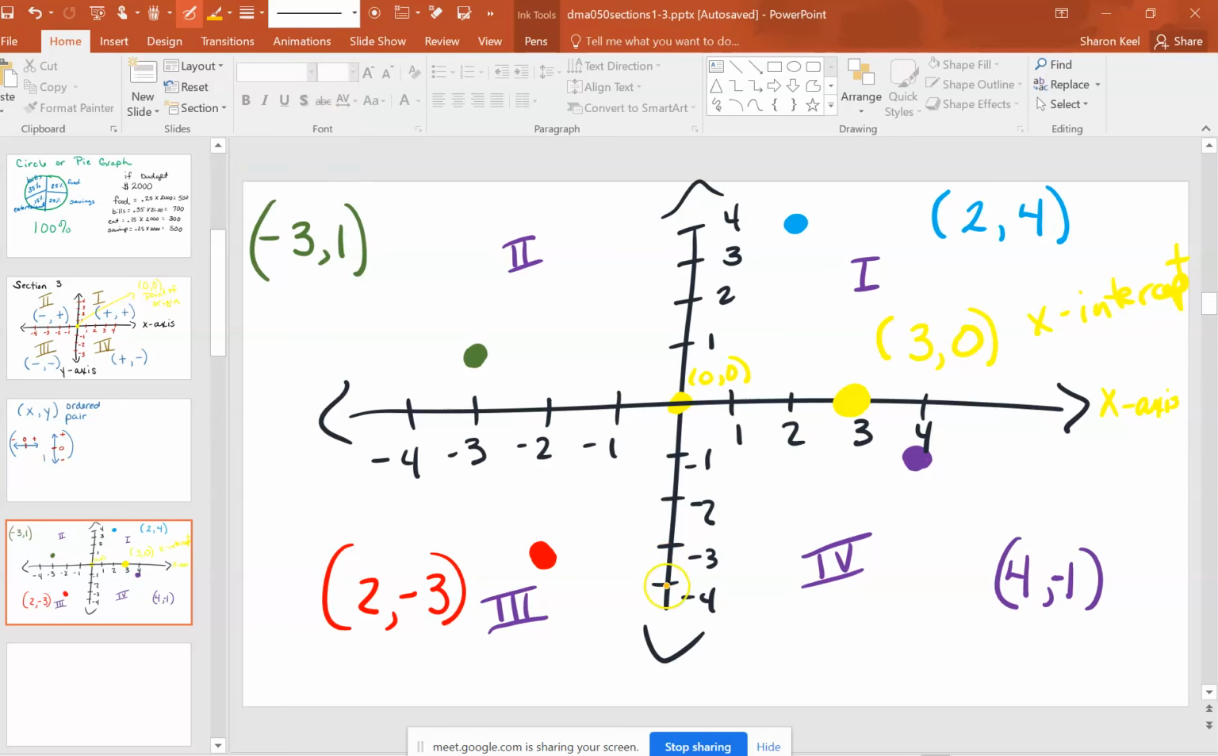If I were to graph a point, let's say here, I don't go left or right, so my first value is going to be a 0. I stay on the line. But then I'm going to go down 1, 2, 3, 4. So (0, -4). And since my value is on the y-axis, this is called a y-intercept. We're going to have a whole section 5 that we're going to work with looking at x-intercepts and y-intercepts. So this is just a little bit of the beginning of that.